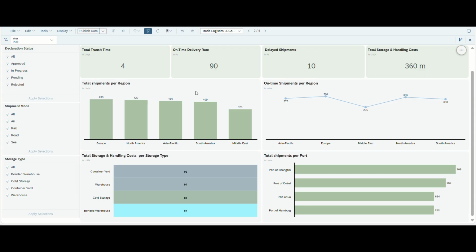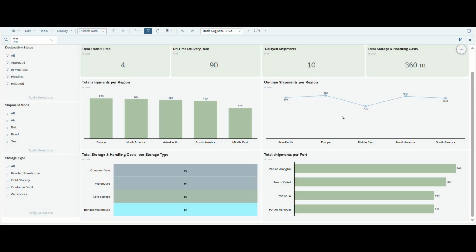The on-time shipments per region view tells another story. While Europe 394 and North America 386 show strong reliability, the Middle East 295 lags noticeably, signaling bottlenecks that may stem from port congestion or customs delays.